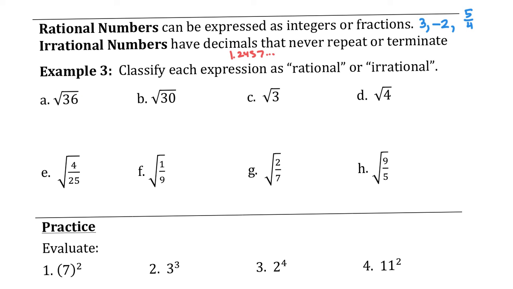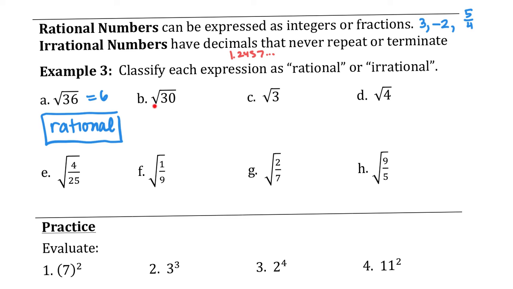Okay, now the square root of 36, I know that's 6. Okay, because 6 is a whole number or an integer, then this is rational. It has a nice rational answer. It didn't ask me the answer, so I didn't have to write the 6, but in my head I'm thinking, do I know the answer?